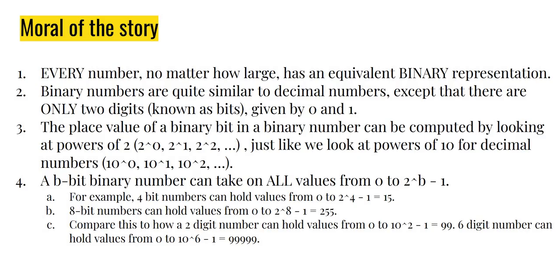The moment I want to do something like, let's say, 17, 18, I have to go to a fifth bit. In fact, if I go more than 31, which is 2 to the power of 5 minus 1, I will need 6 bits. In a similar manner, 8-bit numbers can hold values from 0 to 2 to the power of 8 minus 1, which is 255.